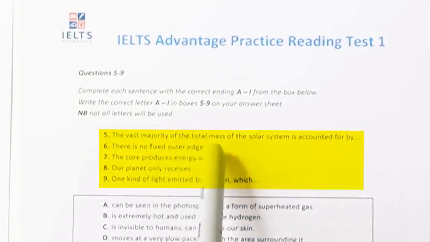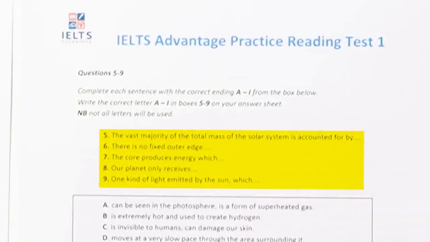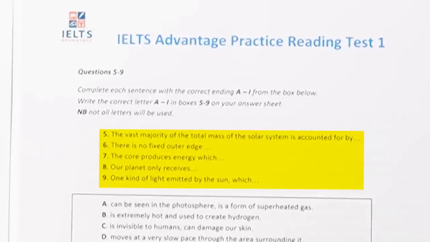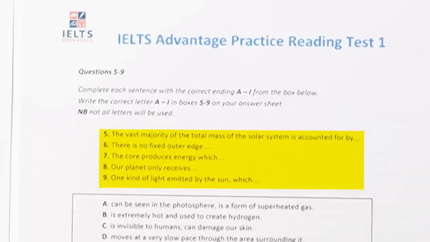The vast majority of the total mass of the solar system is accounted for by, so this is going to be some kind of an object or something with mass. Something with mass is something like this pen has mass, clouds have mass, planets have mass, stars have mass. So it's probably going to be something like that. It's going to be a noun, something with mass.